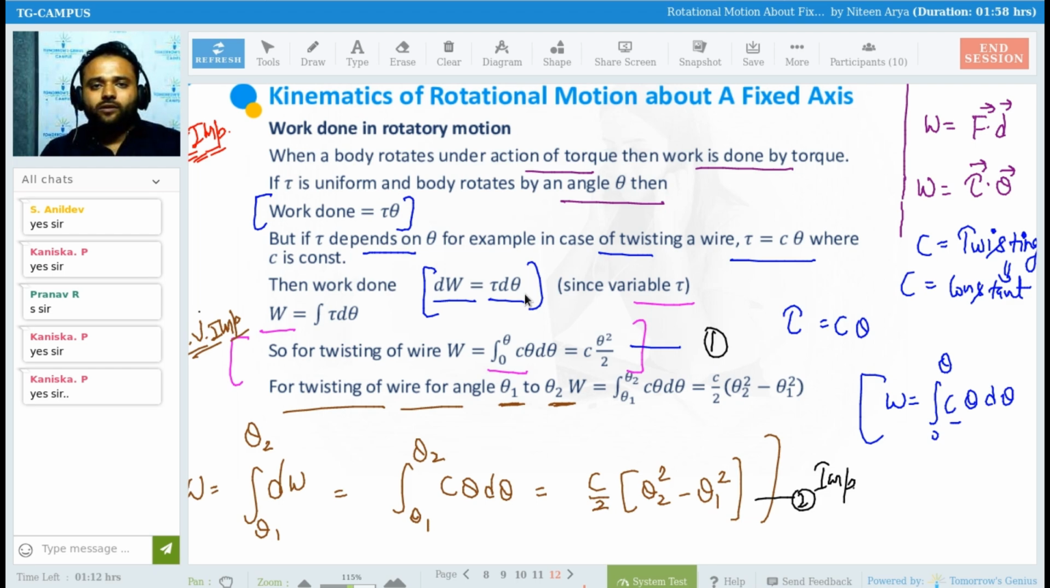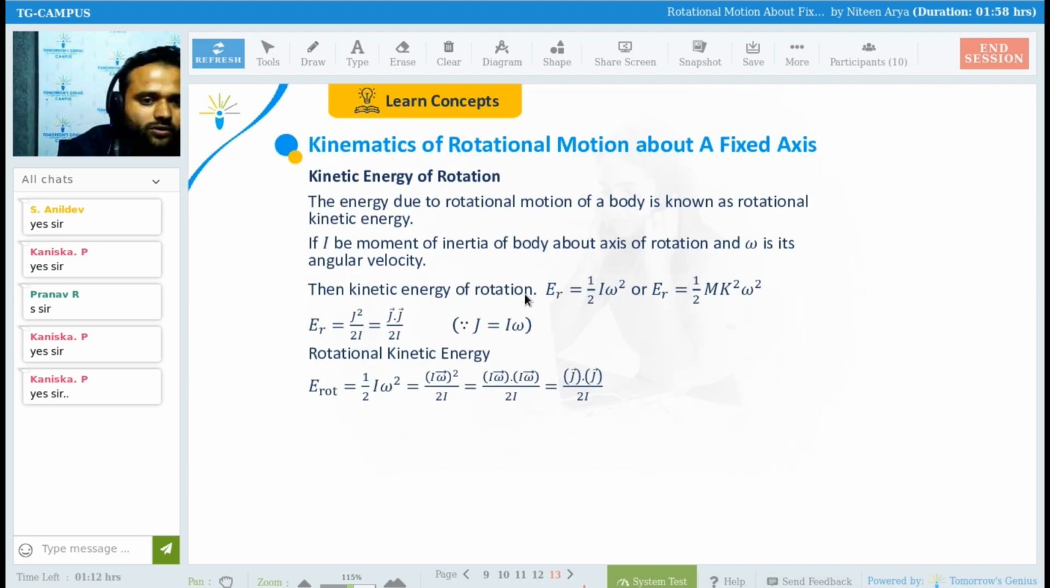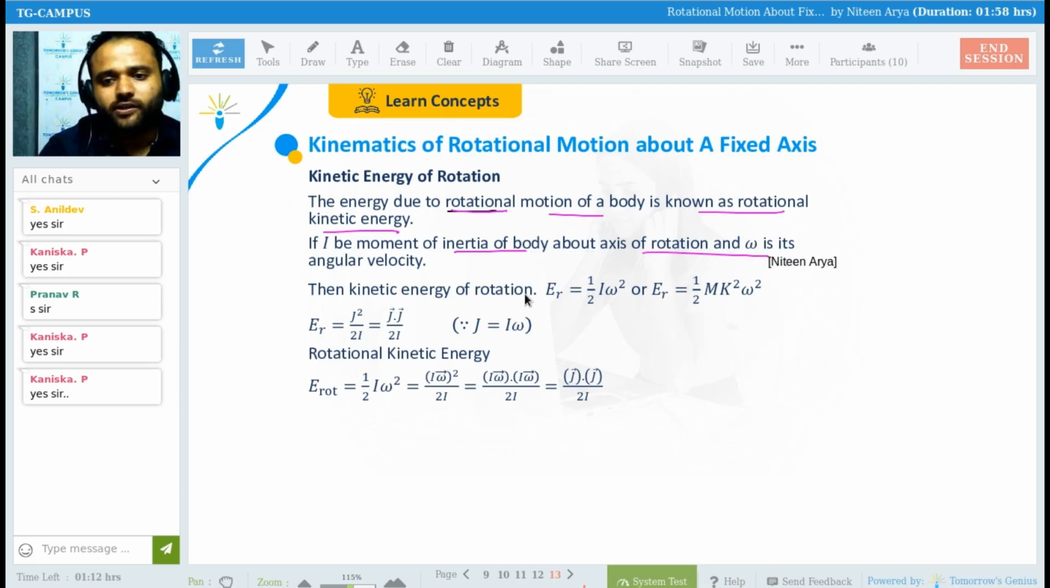We know that in any conservative force, whenever a particle is rotating in a circle or around an axis, the force is conservative. What is a conservative force? One in which the work done is not dependent on the path, only on the initial and final positions. So this work done can be stored as energy. The energy due to rotational motion of a body is known as rotational kinetic energy. If I is the moment of inertia of a body about the axis of rotation and omega is its angular velocity, then the kinetic energy of rotation is half I omega square.